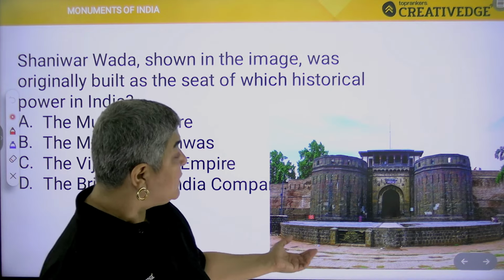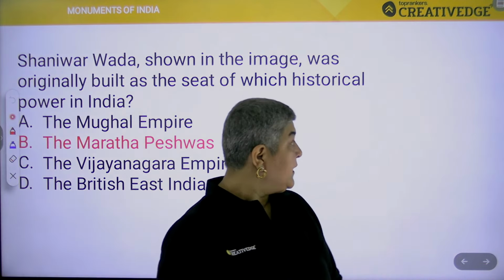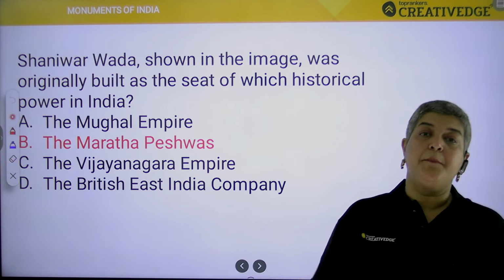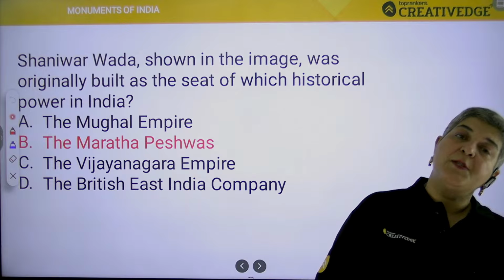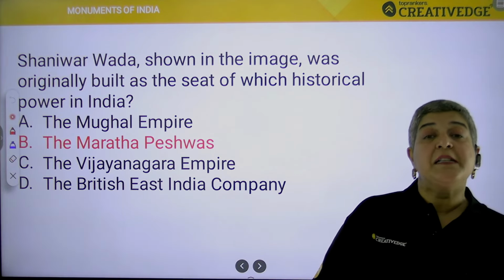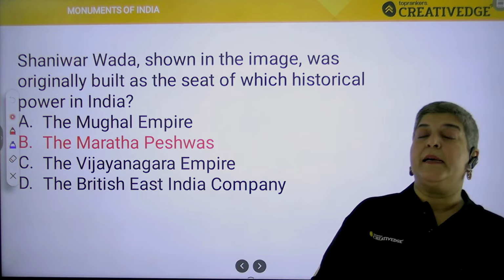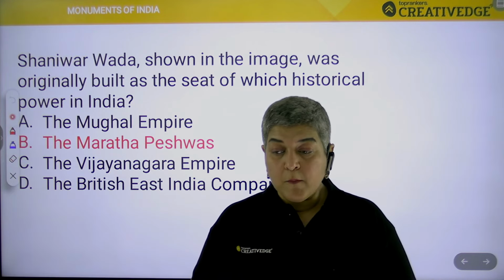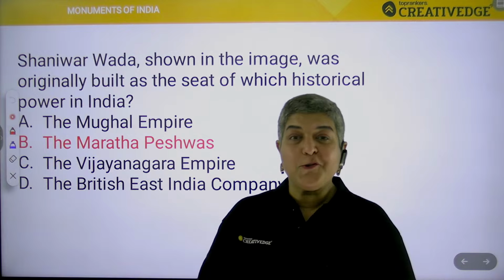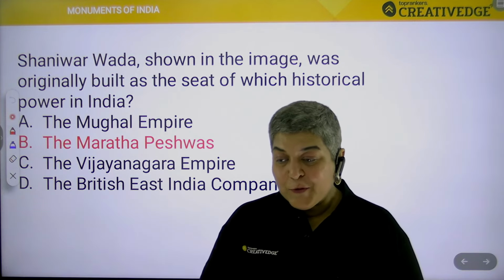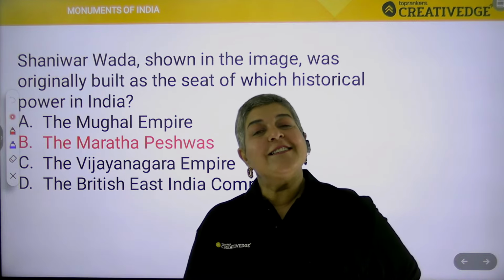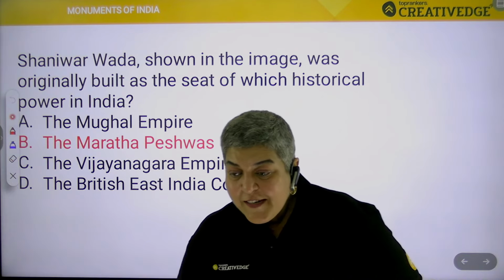बहुत ही बढ़िया. So the correct answer to this is that it was built by the Maratha Peshwas. ठीक है, तो पेशवास के रूल में बाजीराव वन के लिए बनाया गया था शनिवार वाड़ा. ओके, आई एम ऑल्सो एबल टू सी कि आप लोगों ने यहाँ पर जवाब देना स्टार्ट कर दिया है. ईटानगर इज द कैपिटल ऑफ अरुणाचल प्रदेश.